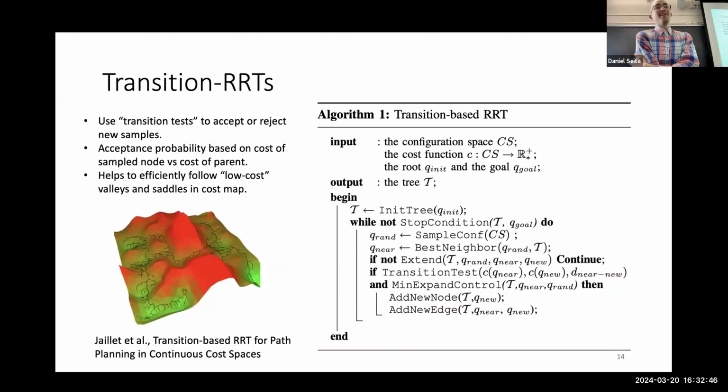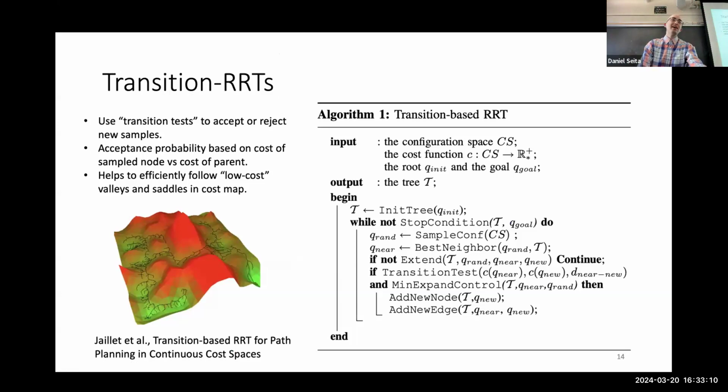All right, so as I mentioned earlier, there are a lot of variants of RRT. They're usually named something like adjective or verb dash RRT. That's usually how the naming works. So this one is a variant called transition RRT.